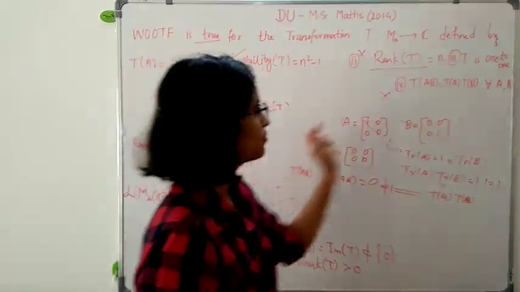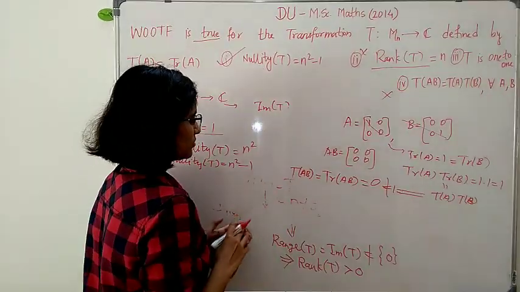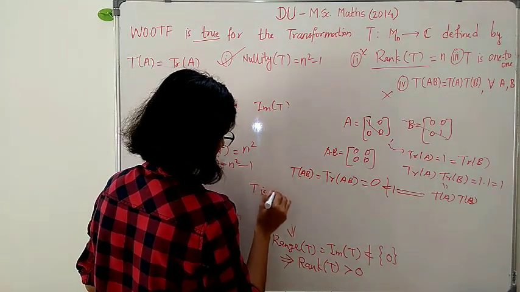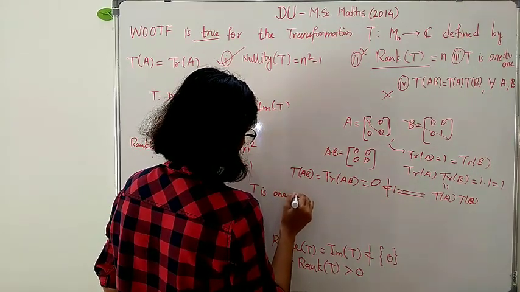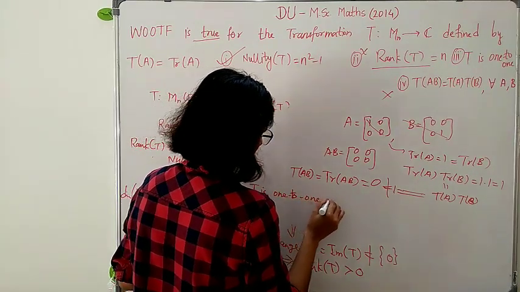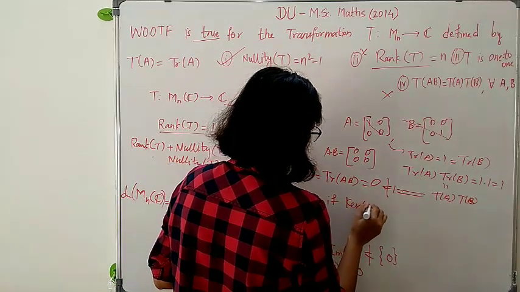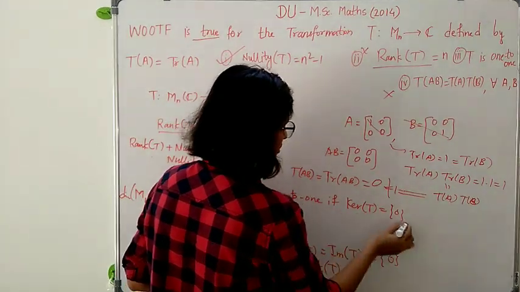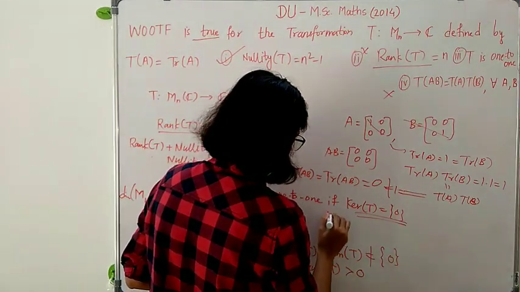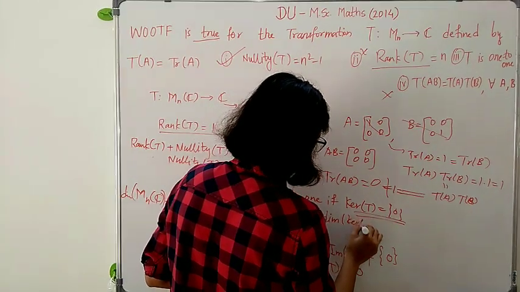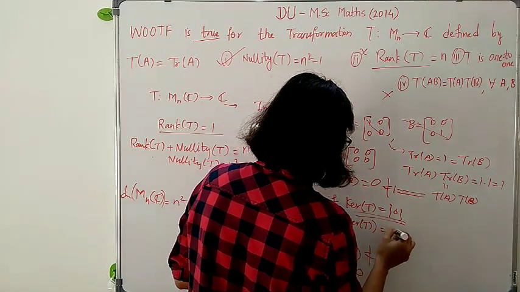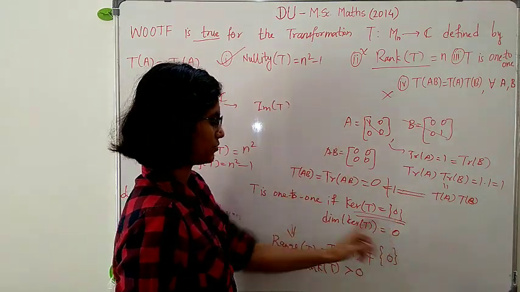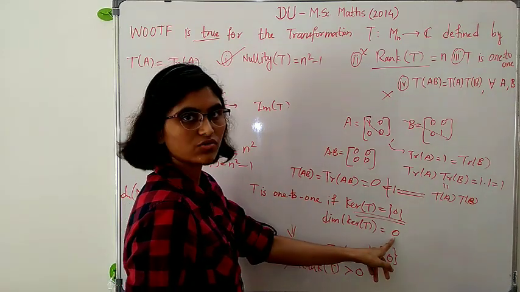And T is 1 to 1 means, you just remember this result, T is 1 to 1 if the kernel of T is 0, right? So that means what is the dimension of kernel T? Dimension of kernel T is equal to 0, right? Because when you take the dimension of this space, it is just 0. So dimension of kernel T should be equal to 0.